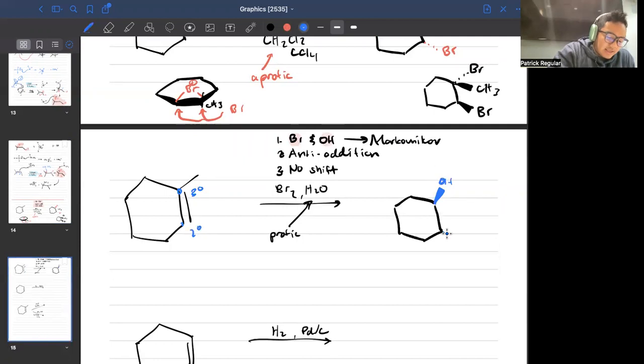OH and then dotted line Br. That's all we have to do. And then on the opposite plane, draw that methyl group just to keep it consistent. And that's your answer.